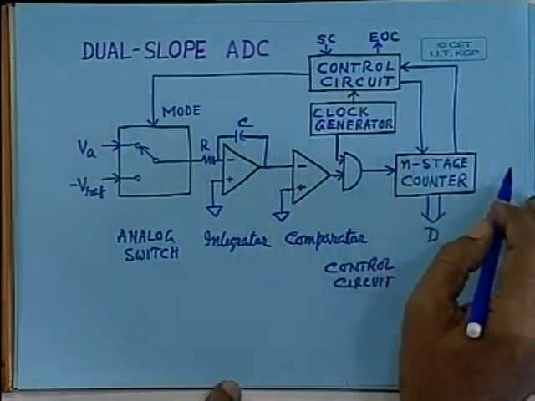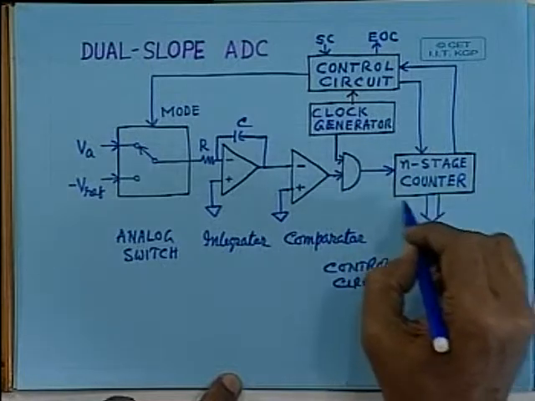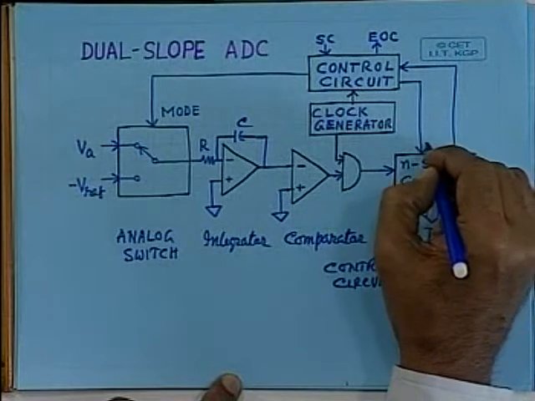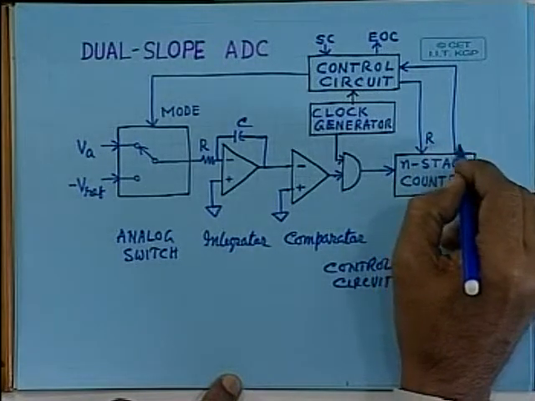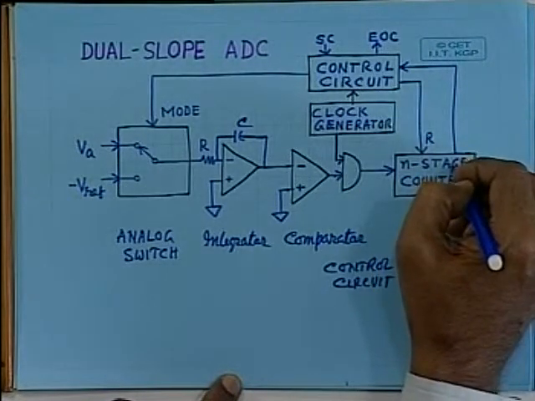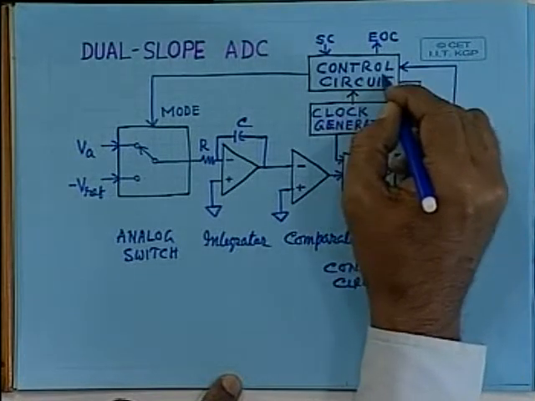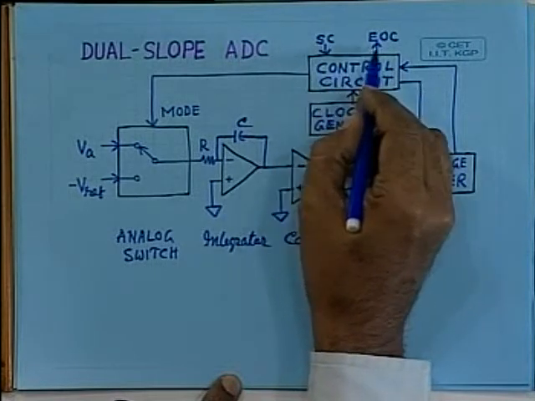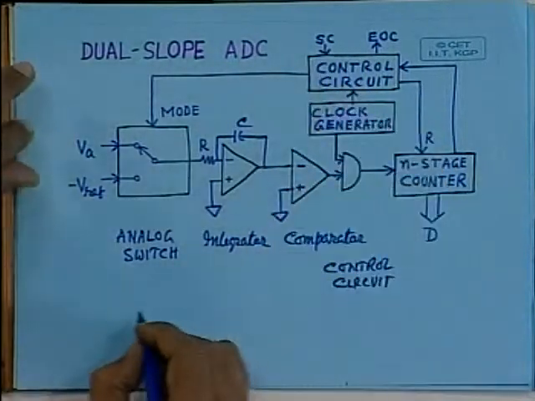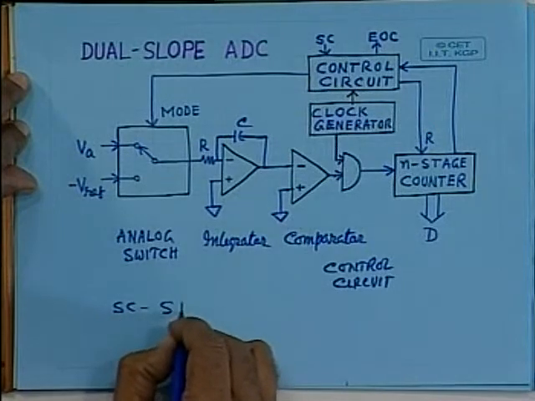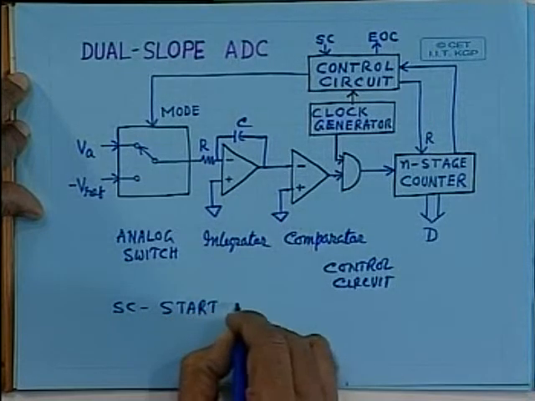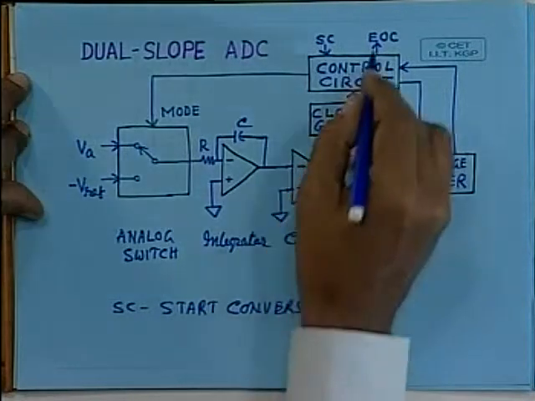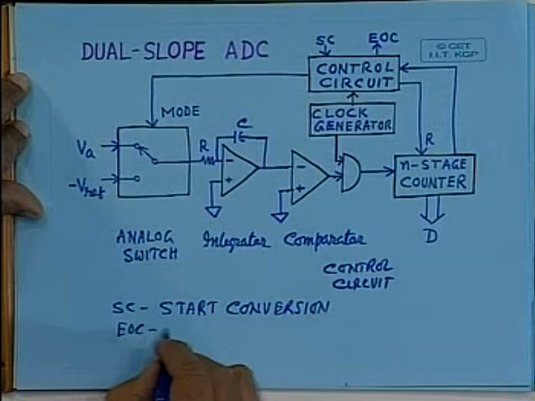And of course, you require, in addition to this, one n-stage counter, which is controlled by this control circuitry. It can be reset, and the signal goes from the n-stage counter to the control unit. This control unit has two signal lines. One is known as SC, which stands for start conversion, and EOC stands for end of conversion.